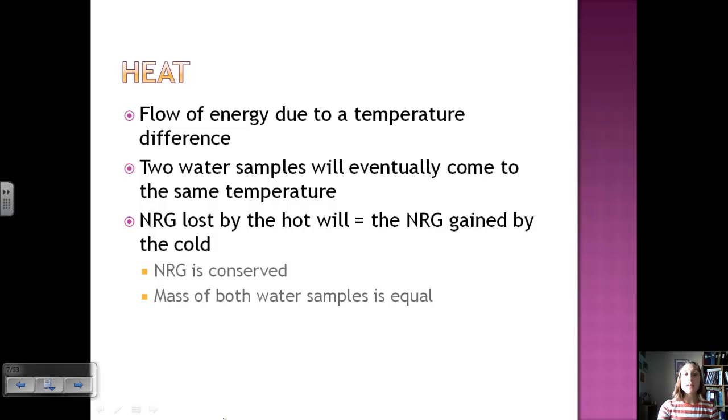So the energy lost by the hot water is going to equal the energy gained by the cold because we know energy is conserved. And the other thing we would have to keep in mind is that the mass of both water samples would need to be equal. If it wasn't, then we wouldn't have an equal transfer.